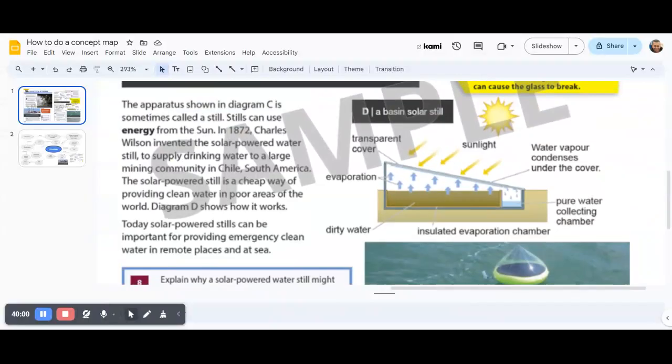The solar powered still is a cheap way of providing clean water in poor areas of the world. And this basin solar still is actually a diagram of how it works. And today's solar powered stills can be important for providing emergency clean water in remote places and at sea. So, this kind of links to one of the ideas that I've already covered here.